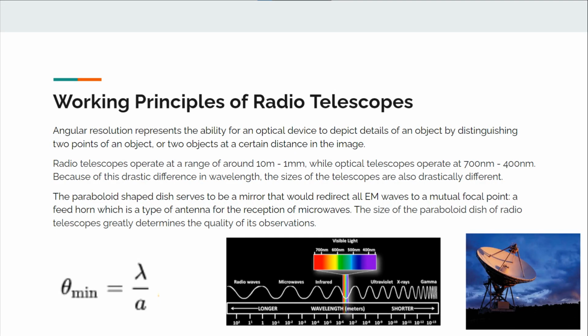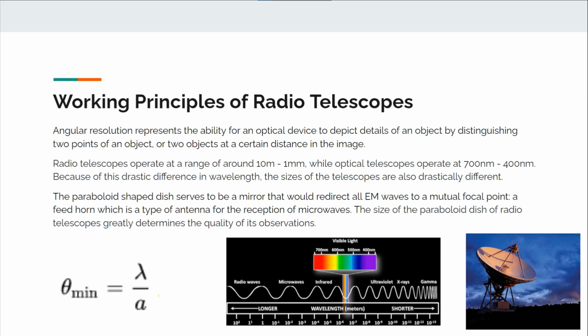Now, to look at the radio telescope, it has a paraboloid-shaped dish that serves to be a mirror that will redirect all EM waves to a mutual focal point, a feed horn, which is a type of antenna for the reception of microwaves. If we look at the equation of angular resolutions below, it's theta minimum that represents the angular resolution, because the smaller the angular resolution, the better the depiction of observations.